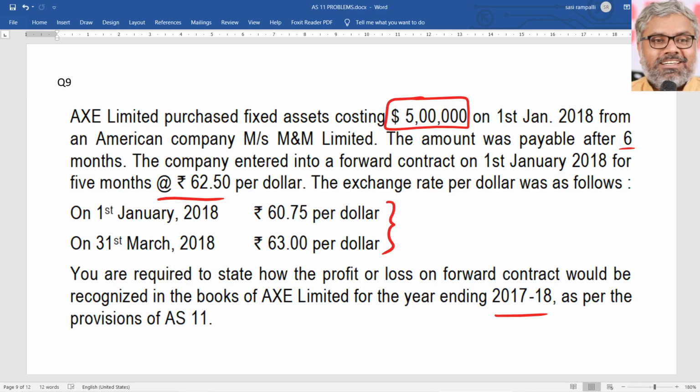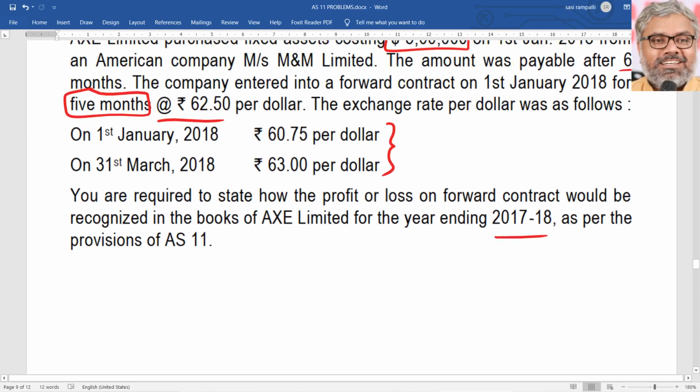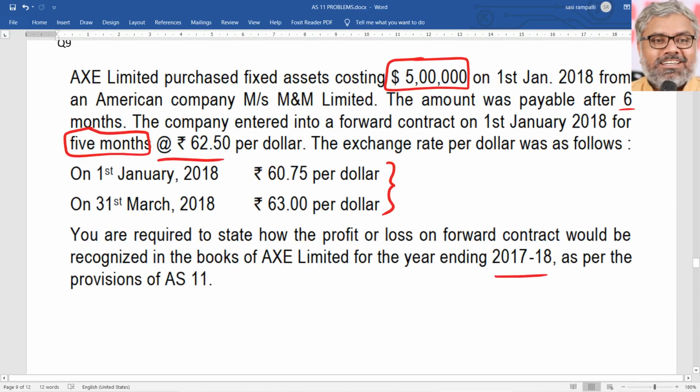But look at this. This contract is entered only for 5 months, though the amount is payable after 6 months. So we don't care about when the amount is payable. What matters to us is life of the contract. That is for 5 months only. So the point here is, is it speculative or non-speculative? It is definitely not speculative because it has purchased and it is definitely having a liability to be paid, though there is a difference between the liability period of 6 months and contract being entered into only for 5 months. We can consider it as a non-speculative transaction.